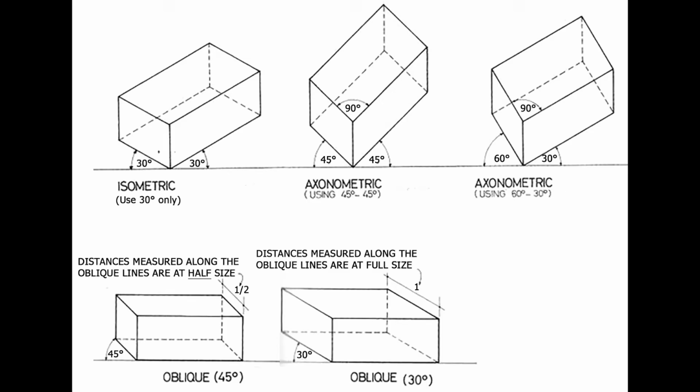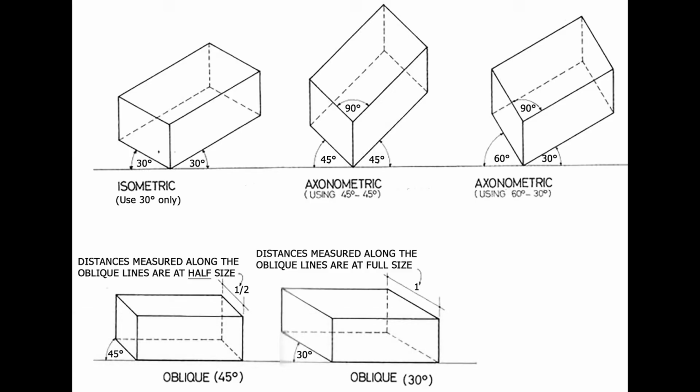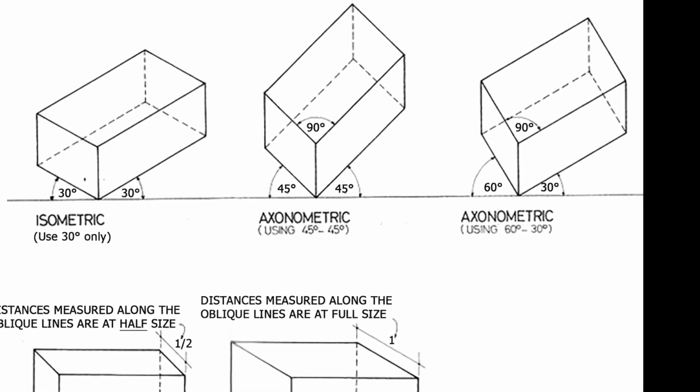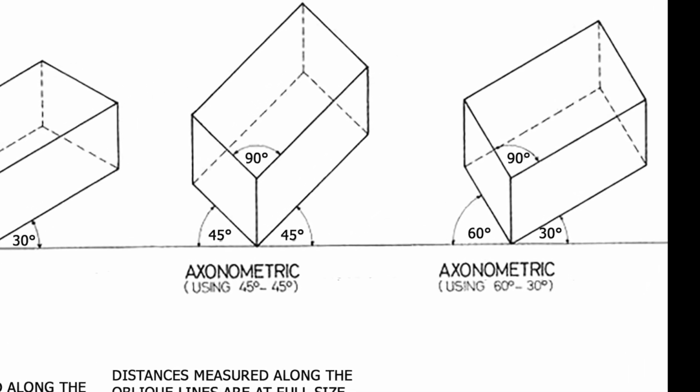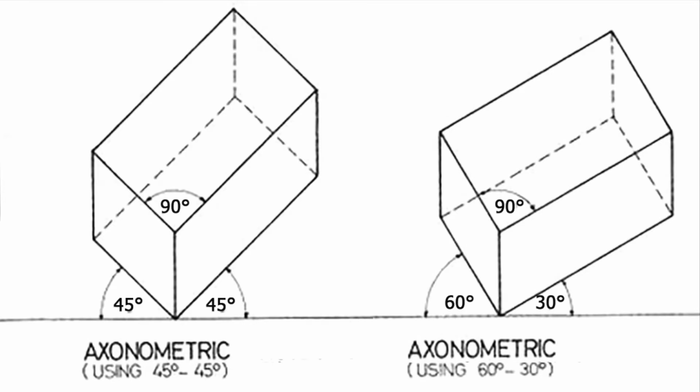Today we are going to learn how to produce axonometric drawings. We're going to learn this step by step, but before we begin, just a quick introduction on what axonometric is. There is a comparison between isometric and axonometric drawings. What we are going to focus on today is axonometric drawings, and there are basically two types.